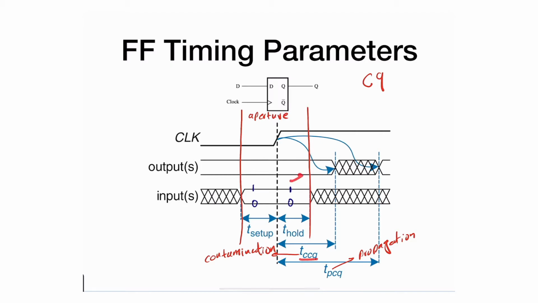So what we see in here is actually the outputs. This is the active edge of the clock. We stabilize the input regardless of what we stabilize them at, 1 or 0.